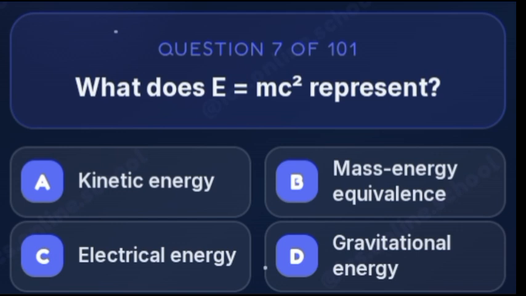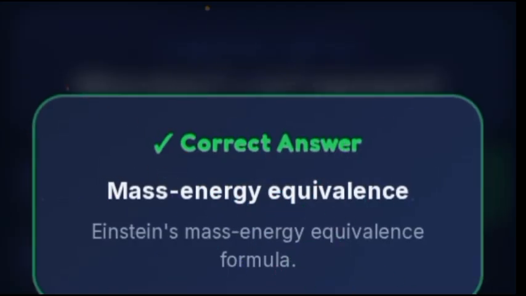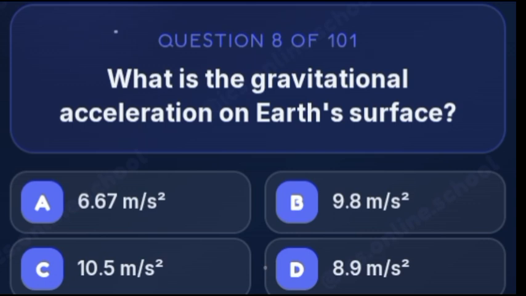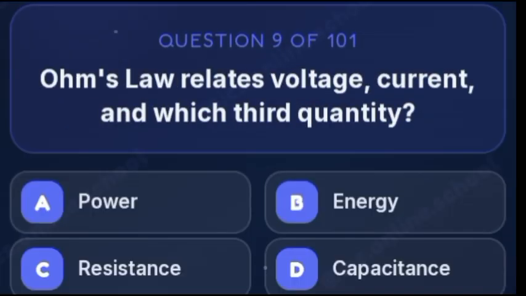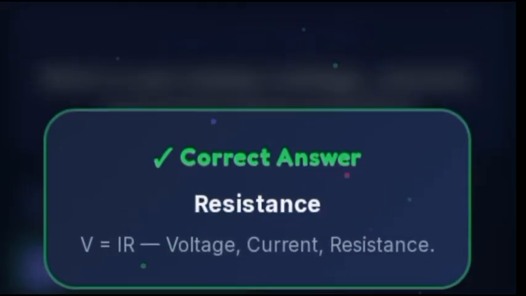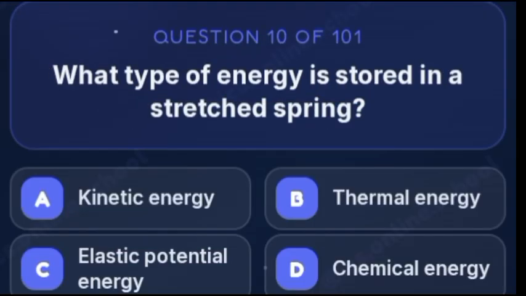What does E is equal to mc square represent? Mass energy equivalence. What is the gravitational acceleration on Earth's surface? 9.8 meter per second square. Ohm's law relates voltage, current, and which third quantity? Resistance. What type of energy is stored in a stretched spring?